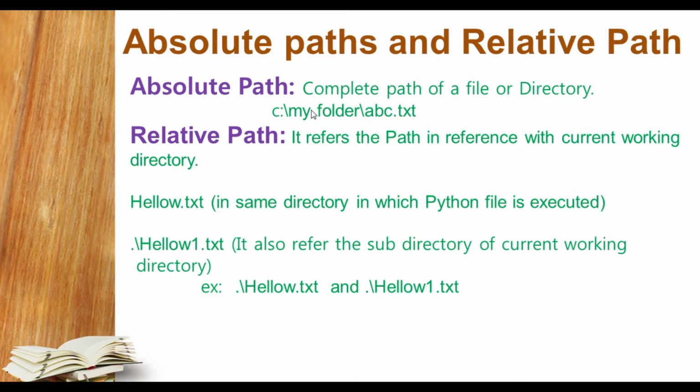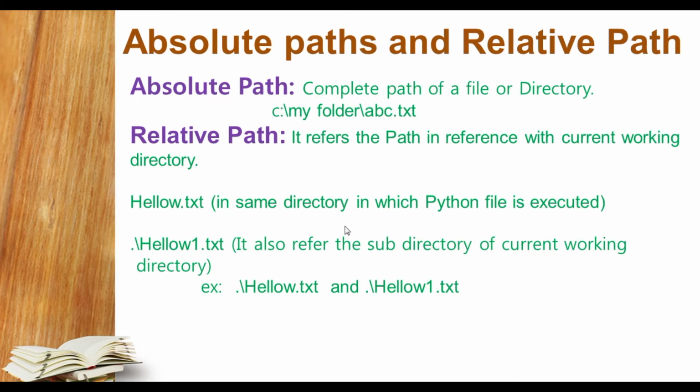This can be easily accessed from the computer where this folder is stored. Relative path refers to a path relative to the current working directory. So first of all, we have to understand what the current working directory is. The current working directory is the folder where we are working. In terms of Python, the directory where Python is installed is the current working directory, in which we can execute the code. For example, hello.txt is considered to be in the same directory where the Python file is executed.